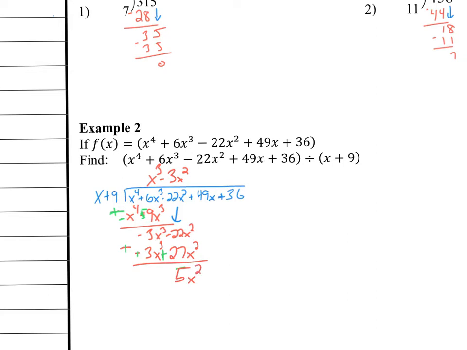We're going to bring down the 49. It was plus 49x. And we're going to do this again. Gets pretty boring. So it's the same process repeated over and over again. So x to become 5x squared.